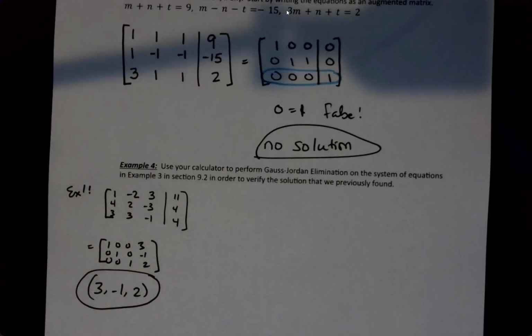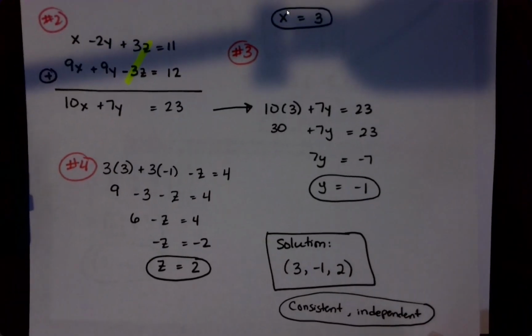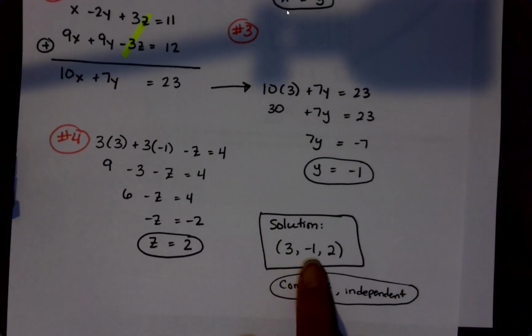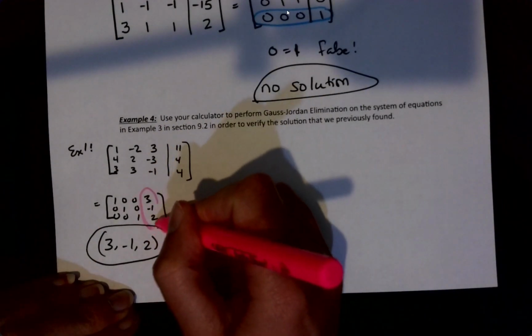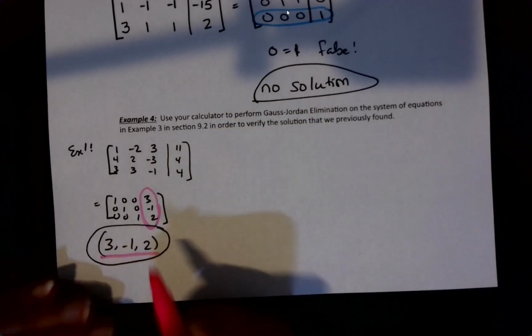So once again, we're checking an answer that we had done by hand in section 9.2. When we had worked this one by hand, we came out with the solution 3, negative 1, 2. That solution of 3, negative 1, 2 matches the solution that we get from our matrix.